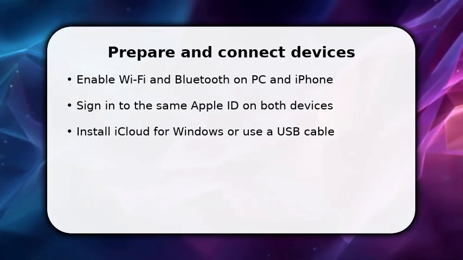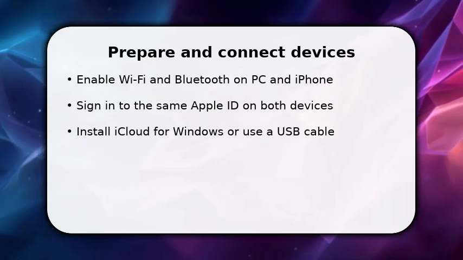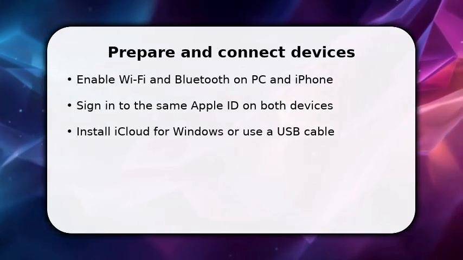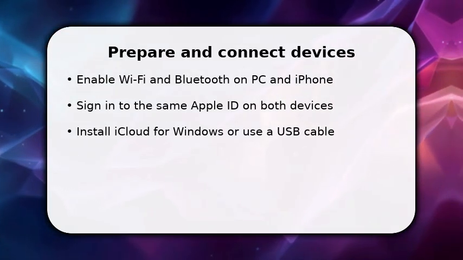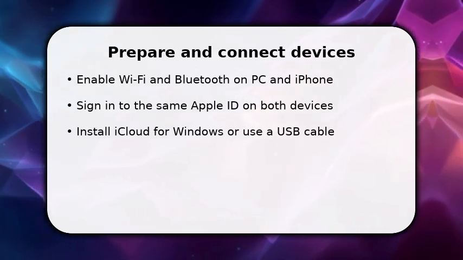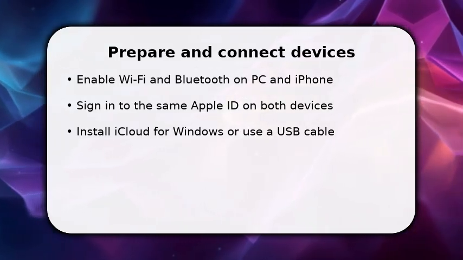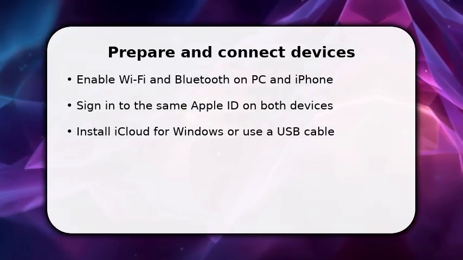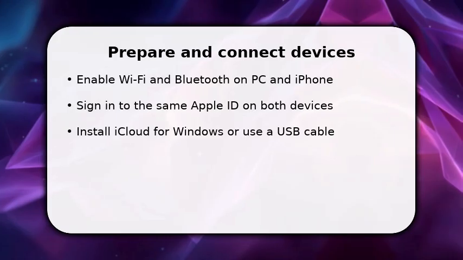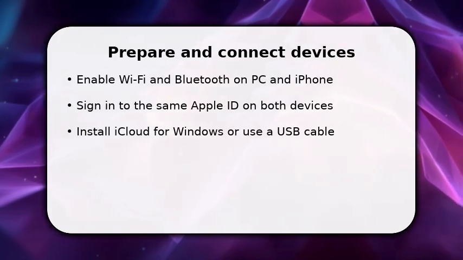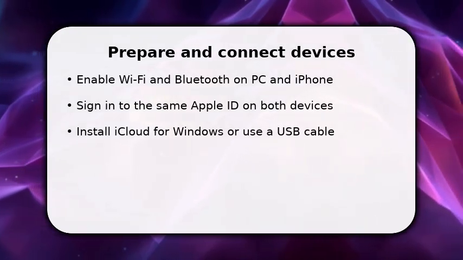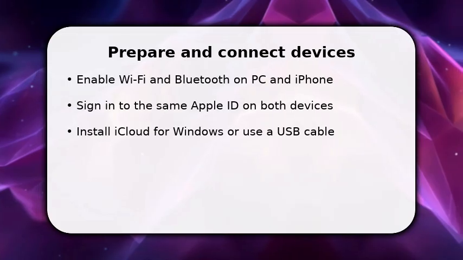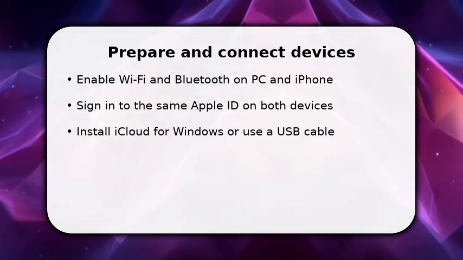You start by making the connection reliable. Enable Wi-Fi and Bluetooth, then sign in to the same Apple ID on both devices so iCloud sync works. Once done, install iCloud for Windows or have a Lightning or USB-C cable ready if you prefer a direct transfer. You want a stable network and matching accounts because that determines whether photos sync automatically. Otherwise, manual transfer is required.